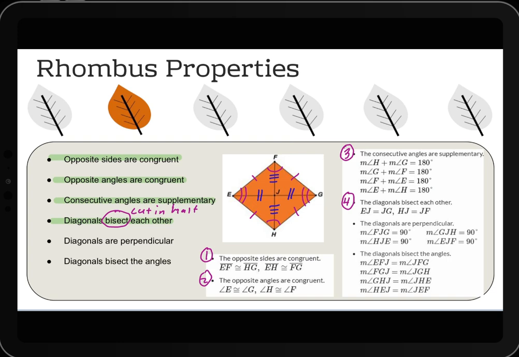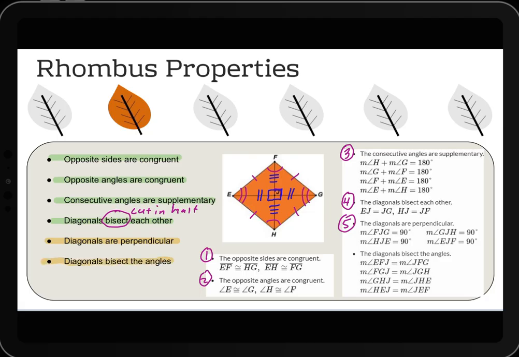Then we have perpendicular diagonals. So the diagonals are also going to be perpendicular. So that means that they all meet at a 90-degree angle right here in the center. 90 degrees there, 90 degrees all the way around. So when we talk about the diagonals being perpendicular, that is a special property of rhombuses or rhombi. That is unique to the rhombus. And then as a result of it being a part of a rhombus, it's also going to be a part of a square.